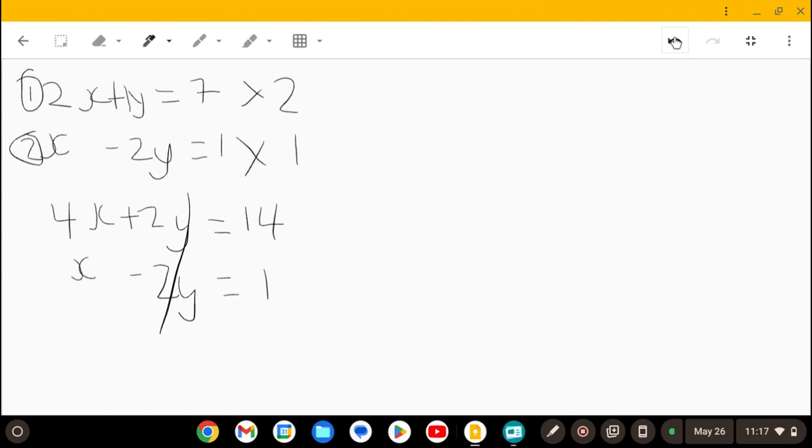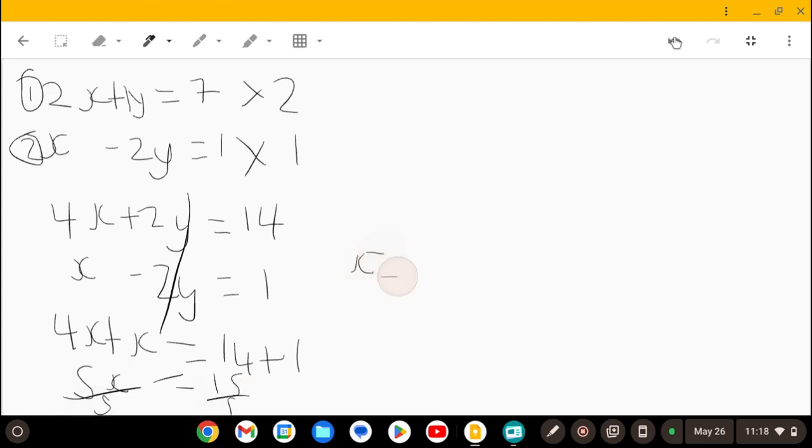So it's going to become 4x plus x is equal to 14 plus 1. So 4x plus x is 5x is equal to 14 plus 1, which is 15. To get x by itself, we divide both sides by 5. And x is just 3.